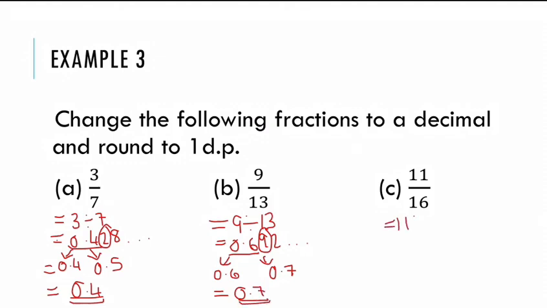And in part C, 11 divided by 16 gives us 0.6875. So that is either going to be 0.6 or 0.7. Since 8 is greater than 5, again, we have an answer of 0.7.